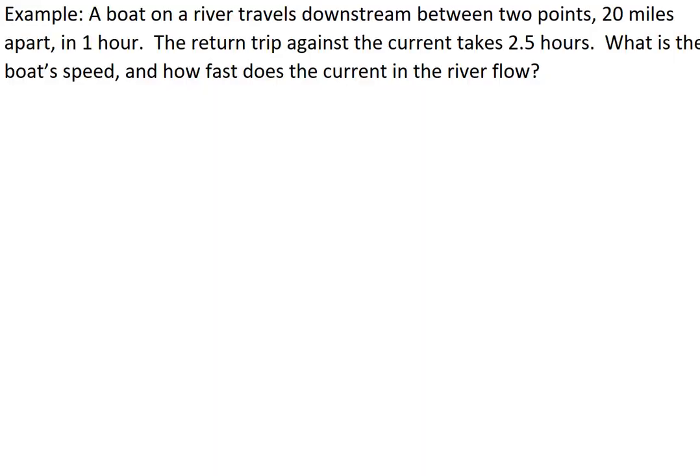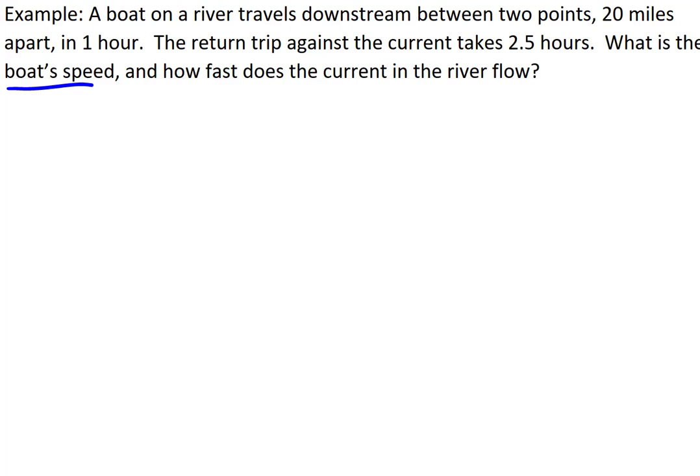Let's consider an example which reads as follows. A boat on a river travels downstream between 2 points, 20 miles apart, in 1 hour. The return trip against the current takes 2.5 hours. What is the boat's speed, and how fast does the current in the river flow? So there are two questions here, and we want to target those two questions to help us get started, right?